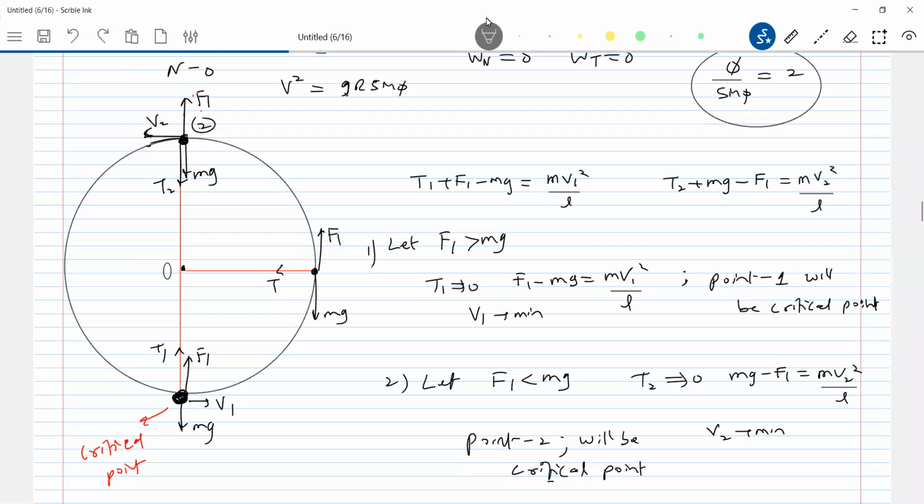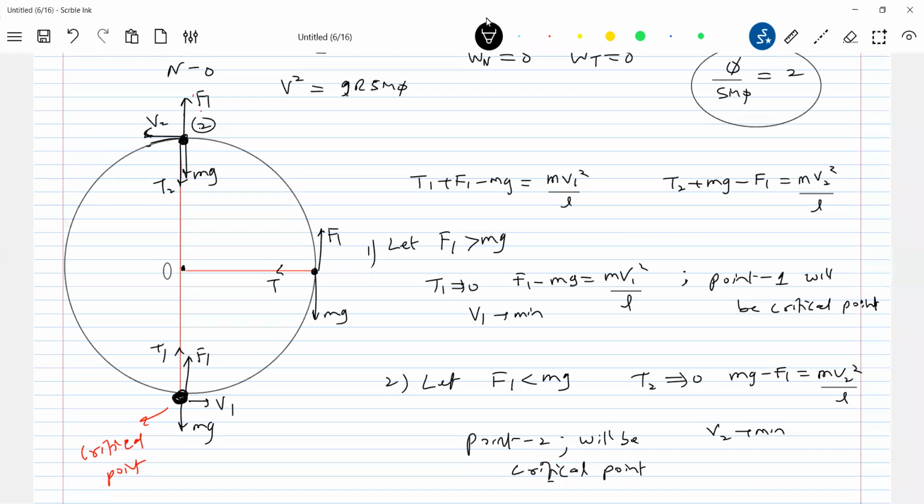So now in the first case, when F1 is greater than mg, the critical point lies at the lowest point. When F1 is less than mg, then the critical point shifts to the highest point here. So I think I discussed almost all the possible situations related to the critical point. At the critical point, it must have critical velocity.